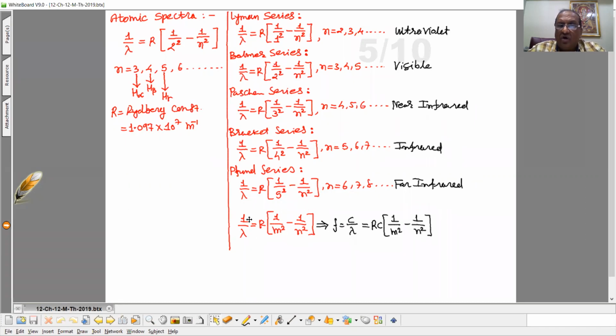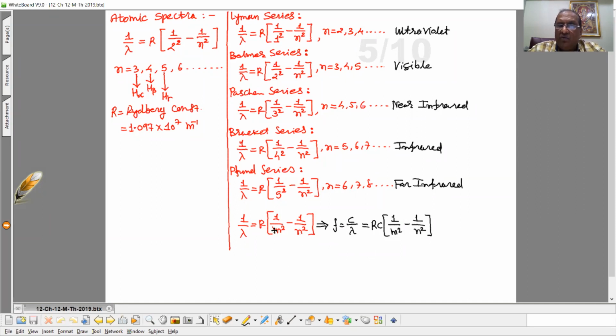So we can write the common equation for all the spectral series like 1 upon lambda equal to R into 1 upon m square minus 1 upon n square. We can calculate the frequency f equal to c by lambda. So the equation of the frequency will be RC into 1 upon m square minus 1 upon n square. And here we have to put one condition, m is less than n.